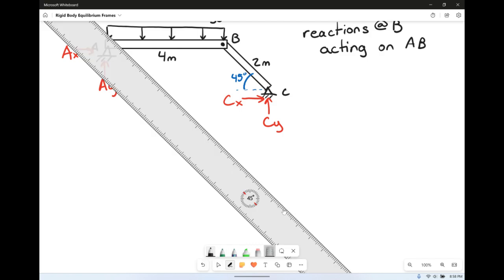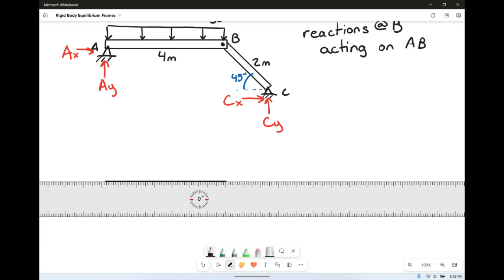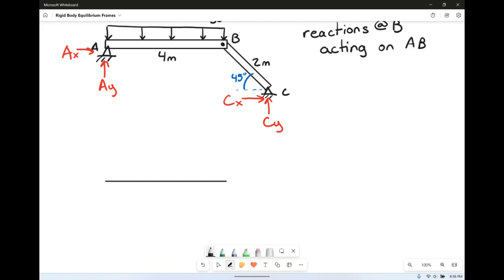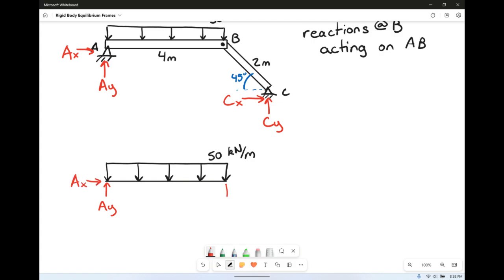So we've got the free body diagram for AB. For AB, we have a uniformly distributed load, the same as before. This is 50 kilonewtons per meter. We're just not going to draw thickness here, but we've got AY and AX. And then over here we've got BY and BX.